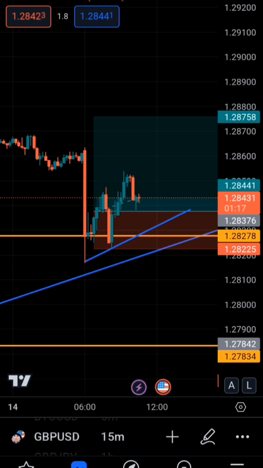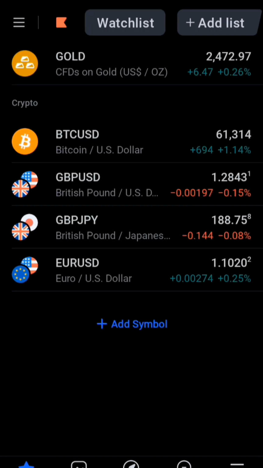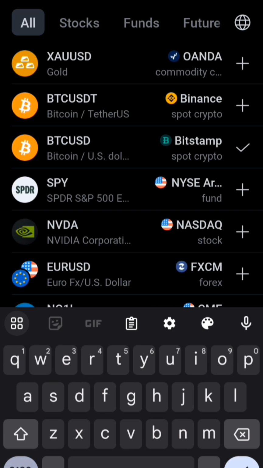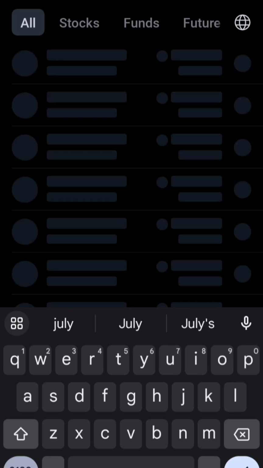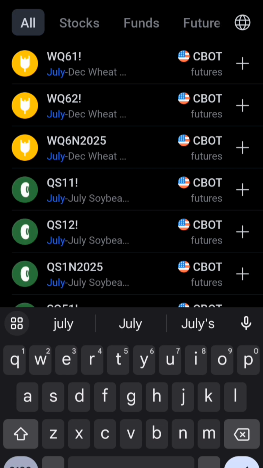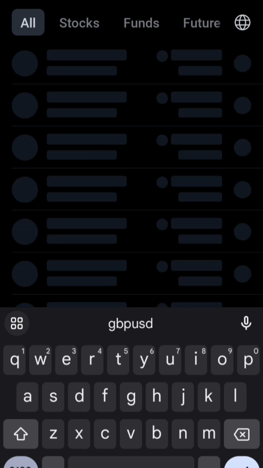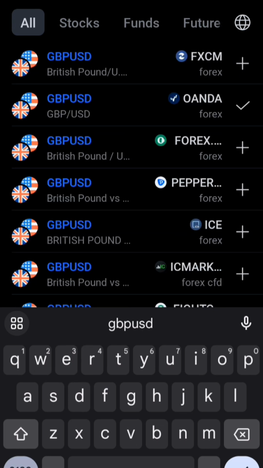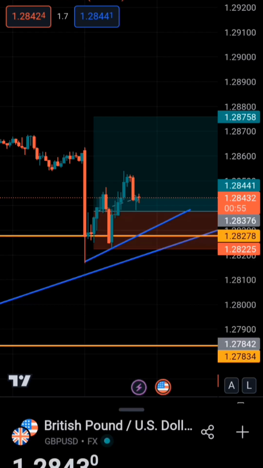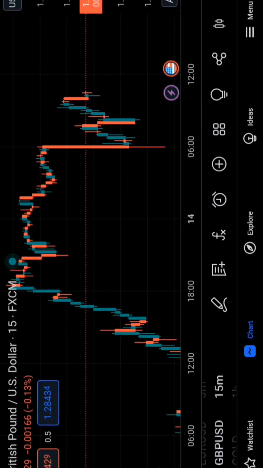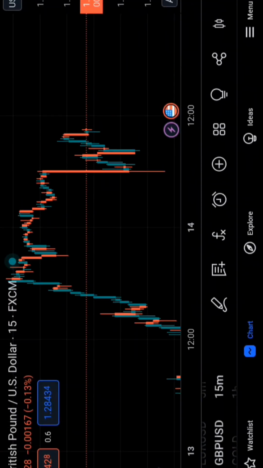Let's start with GU, but on a different chart. So I'm going to backtest the whole of last month, which is July, and see if we're going to get 10 trades. If not, we're just going to keep going back and back and back. Let's see what we got, bro.